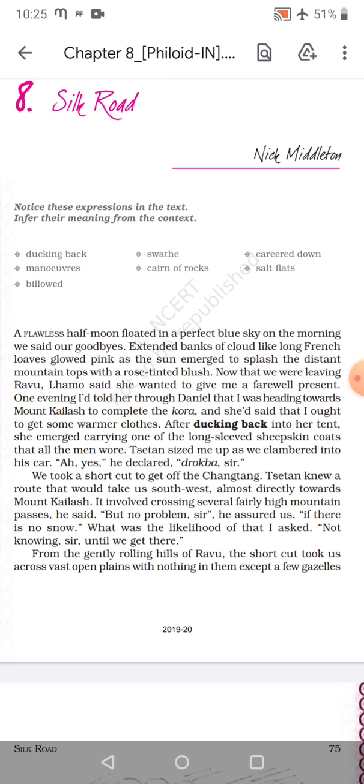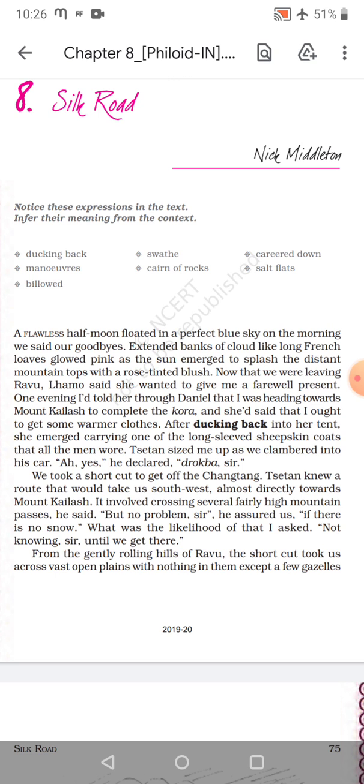Glowed pink as the sun emerged to splash the distant mountain tops with a rose tinted blush. So in the sky he could see the clouds looking like French loaves and of pink color as the sun emerged to splash the distant mountain tops with a rose tinted blush. It was early in the morning. The sun was about to rise, and the mountain tops were looking like a rose tinted blush. They were looking rose colored, especially light red, we can say pink color everywhere. It was looking like that.